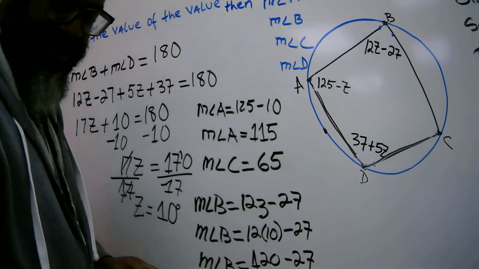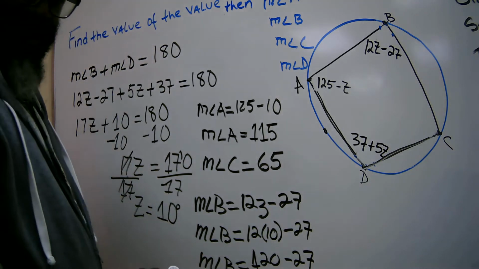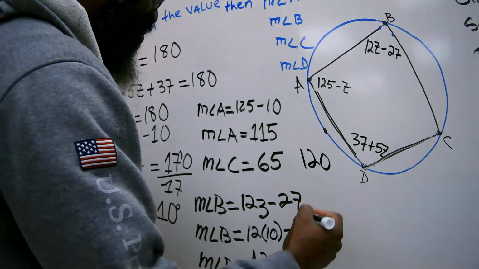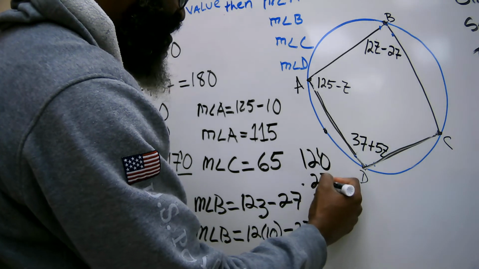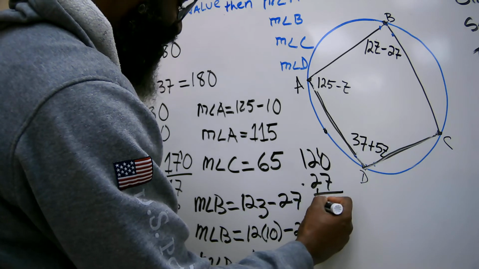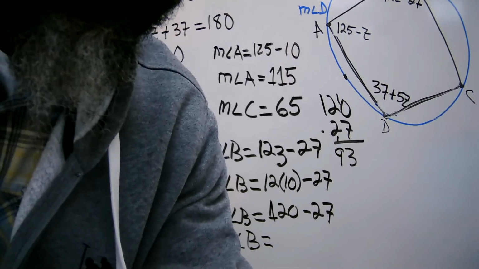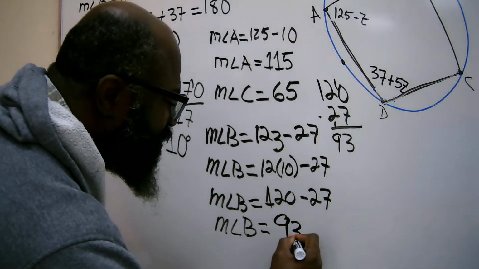I just did that by doing mental math. If you are 120, you minus 27 from it, you'll have to borrow 1 from there. That will give you 3. That will give you 3 from 12 is 9. Therefore, measure of angle B will be 93 degrees. Measure of angle B is 93 degrees.